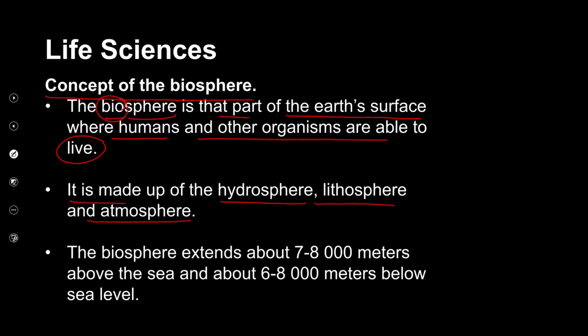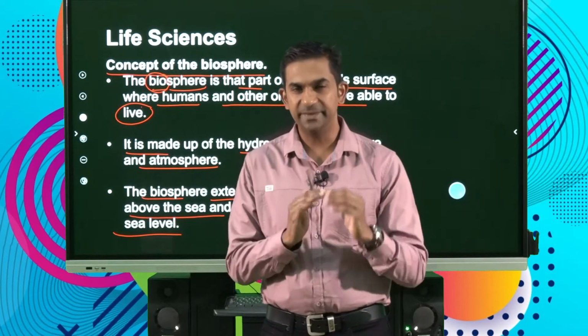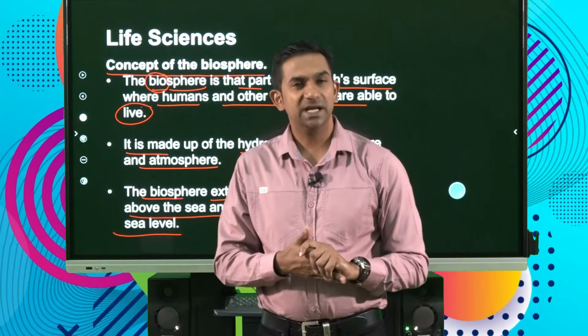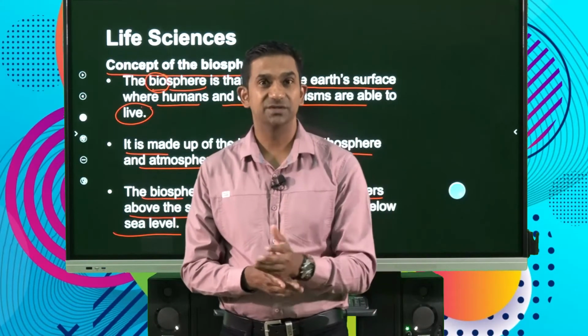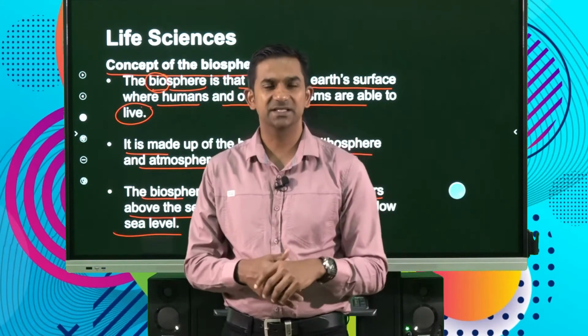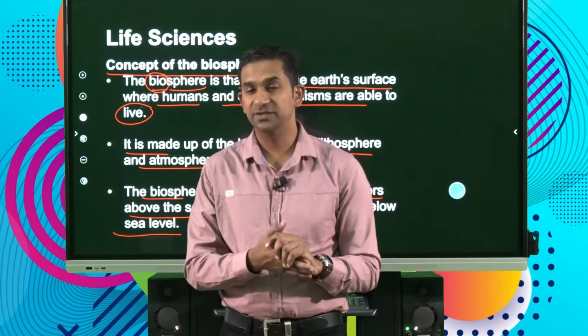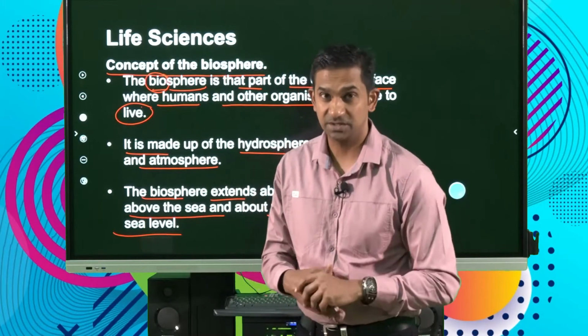We also know that the biosphere extends to about 7,000 to 8,000 meters above the sea and around 6,000 to 8,000 meters below the sea level. So if we just looked at the context of where we stand on the surface of the Earth, remember that as we go up further into the atmosphere, there's a large variety of organisms that live there. Likewise, we can go into the surface of the Earth, into the soil, into the deepest parts of the ocean. These are habitats that support life forms. So we refer to them as the biosphere, both in terms of the atmosphere as well as the aquatic parts of the environment.